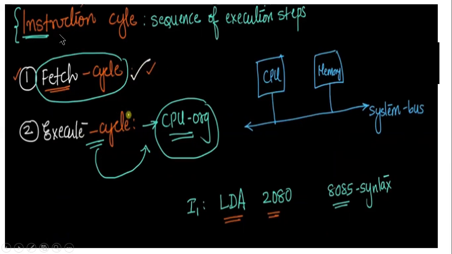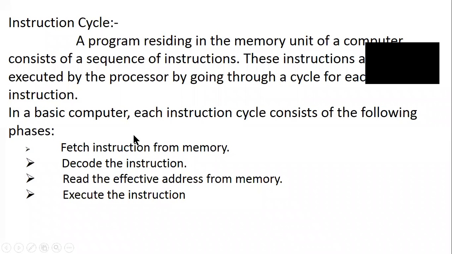Actually there are two cycles in the instruction cycle: fetch cycle and execution cycle. All of it is connected with the system bus, CPU and memory. So these are the two cycles: fetch cycle and execute cycle. Let us see the instruction.